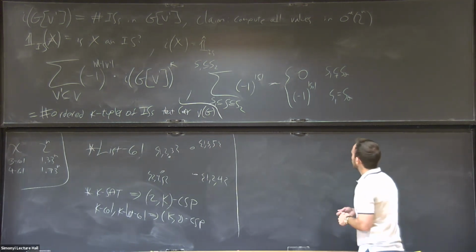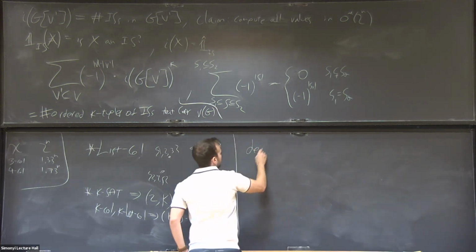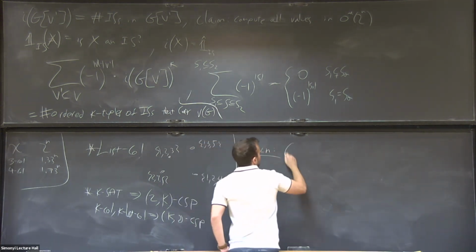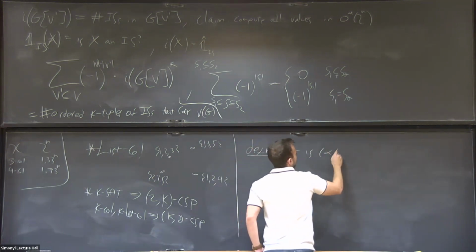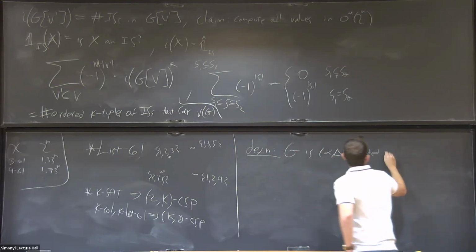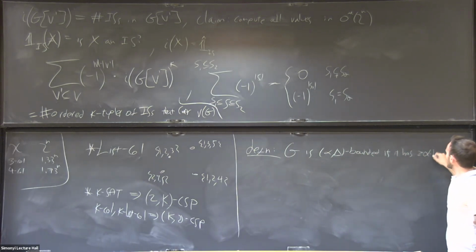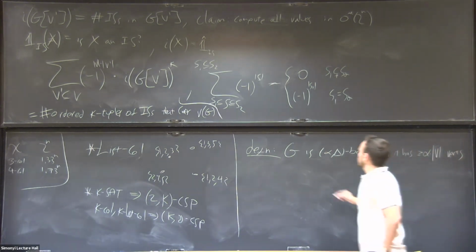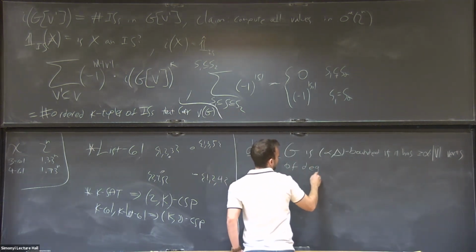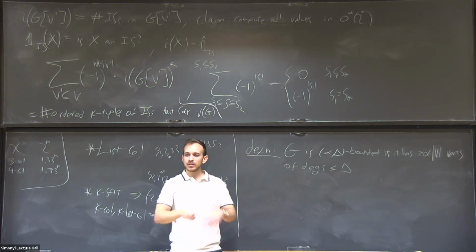Okay, so now we can talk about what we showed. First of all, let me define something. We will say that a graph is alpha-delta bounded if it contains at least alpha fraction of vertices that have degrees that are at most delta. So a graph is alpha-delta bounded if at least alpha fraction of its vertices have degrees bounded by delta.